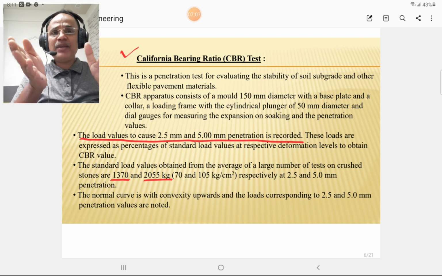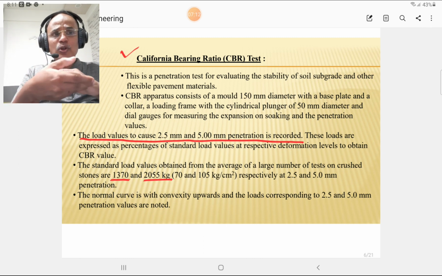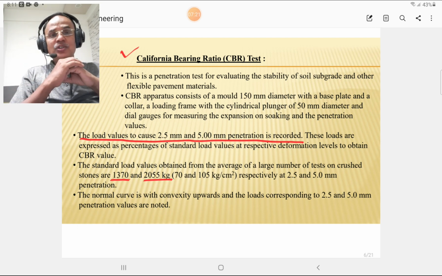What is the CBR apparatus? The CBR apparatus is nothing but a 150 mm diameter mold with a base plate, and a cylindrical plunger of 50 mm diameter is used for loading. To measure the deflection, dial gauges are used. The load values to cause 2.5 mm penetration and 5 mm penetration are recorded, and these loads are expressed as a percentage of standard load values at the respective deformation levels to obtain the CBR. The standard values are 1370 kg and 2055 kg for 2.5 and 5 mm penetrations.